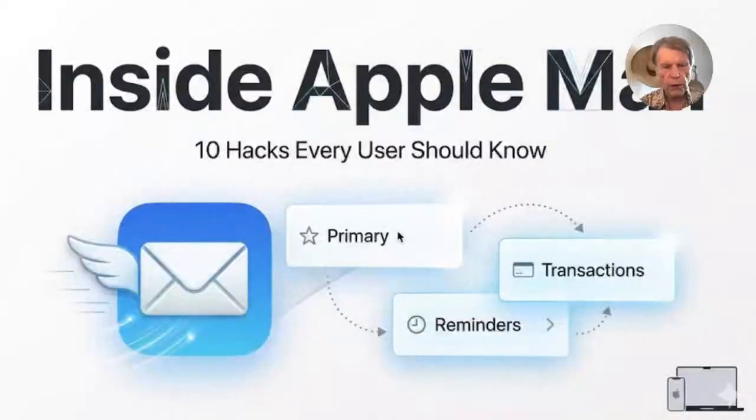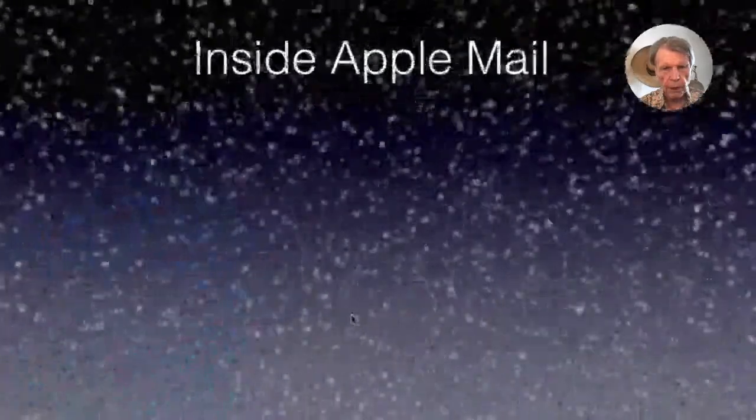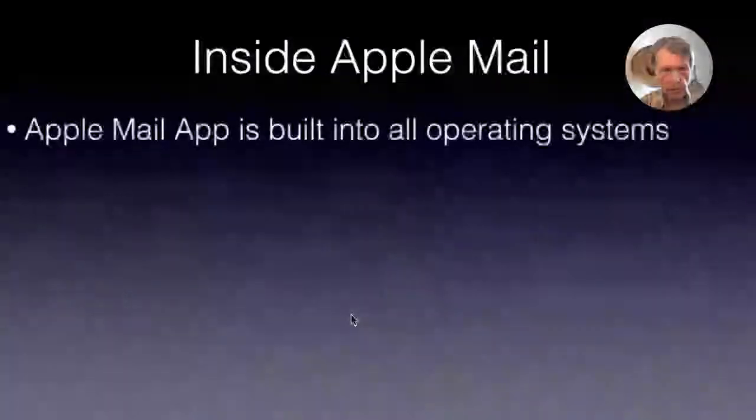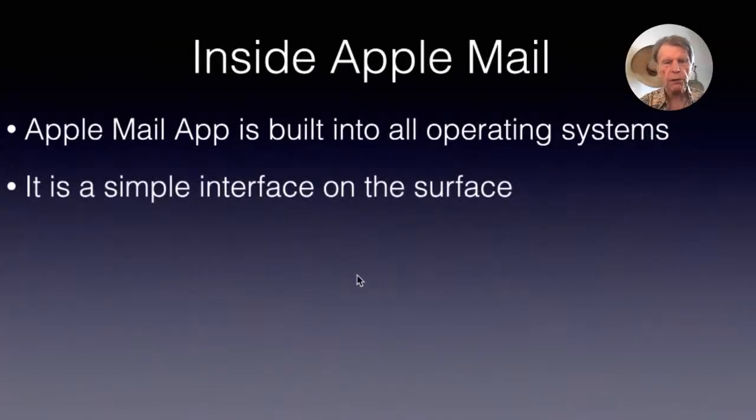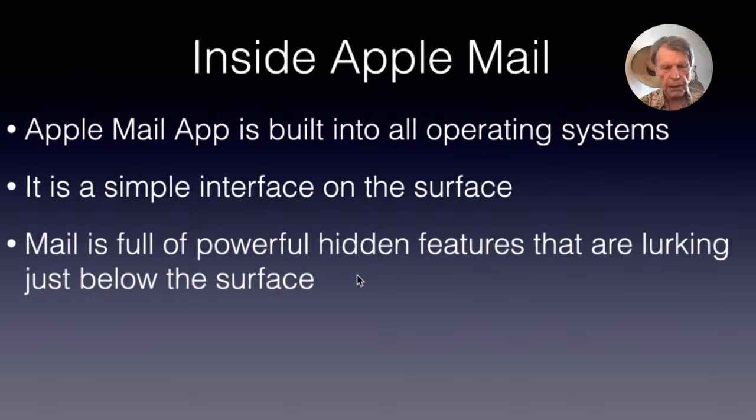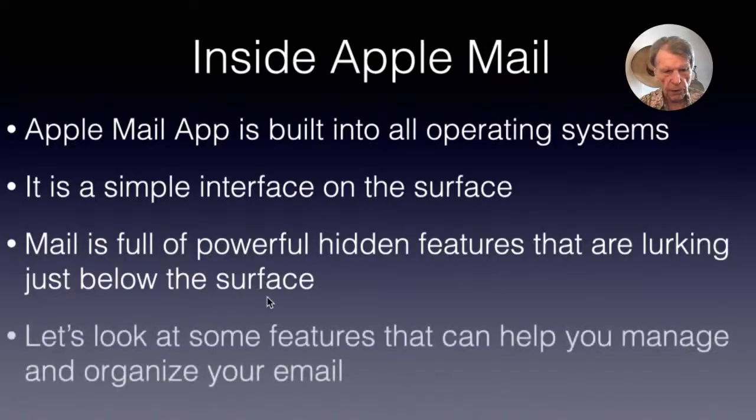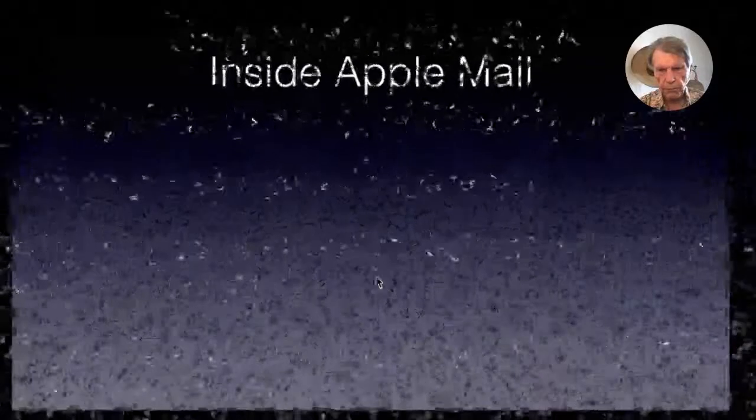So let's talk about Apple Mail. We all have it on our Macs, on our iPhones, on our iPads, and it is built into all your operating systems. It's a simple interface on the surface. However, it has more powerful hidden features that are below the surface. So we're going to look at some of those features that can help you organize your email.